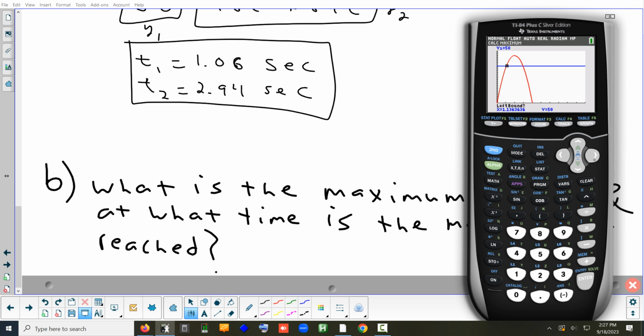Now, look at where my cursor is. Is my cursor on the blue one or the red one? The blue one. What am I finding the maximum of? The blue one or the red one? The red one. So I need to switch my cursor so it's on the red one. Just press the up arrow. Now my cursor is on the red one.